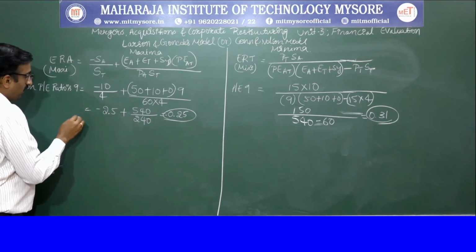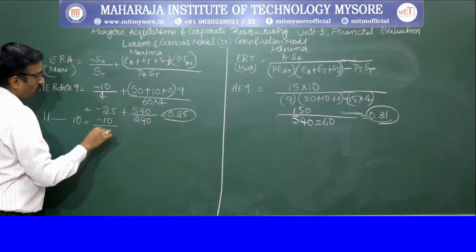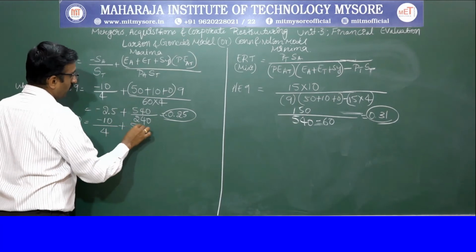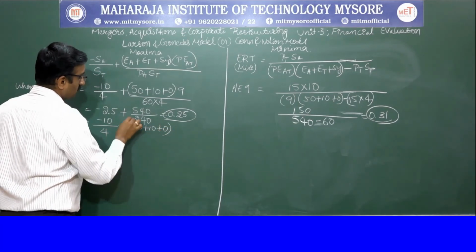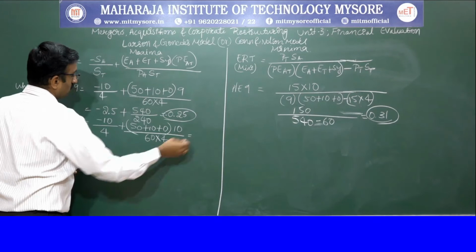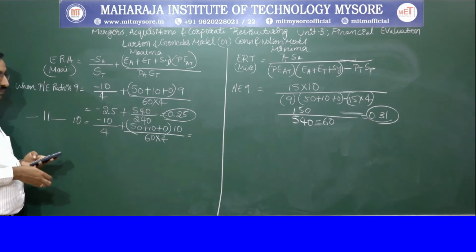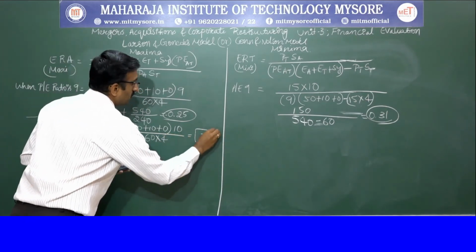So next, when P is 10, same value, minus 10 divided by 4 plus 50 into 10 plus 0, instead of 9 you take 10 here, divided by 60 into 4. So calculate how much you will get. You will get 0 for 10 times in Maxi.